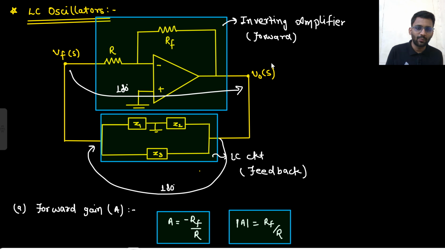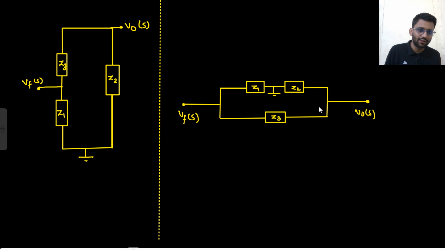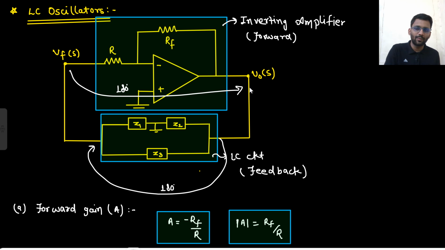So this was your output. From the output, some part was being fed to the input. So this is your V naught S and this is your VFS. Do you agree to my point? This is your V naught S. This is my VFS. Now tell me one thing. How much current is this ground driving? 0 ampere current. Say yes or no. This ground is driving 0 ampere current. Do you agree to this point?